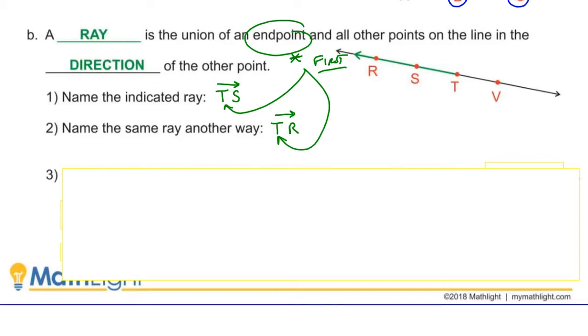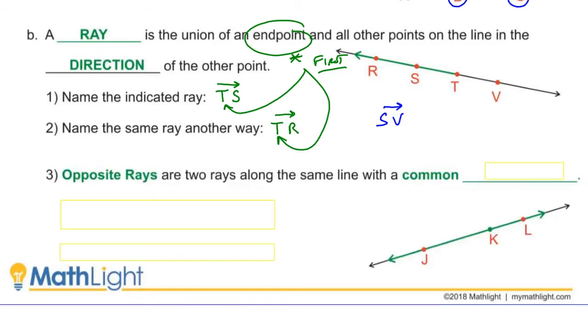And the idea is this. If they said to you, ray TV, you should know exactly where that ray is. Where's that ray? Did I say ray TV? I did. Sometimes I tell you. Ray SV, I'm sorry. Ray SV. So you should know exactly where that is. The endpoint is S, right there. And what direction does it go? In the V direction, and that would be ray SV. Hope that makes sense to you.